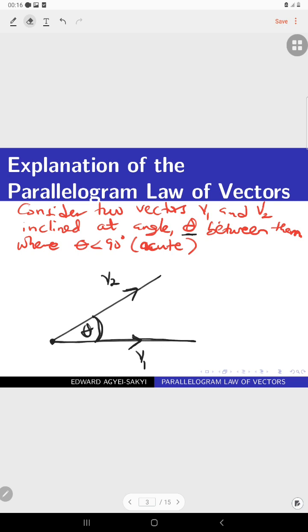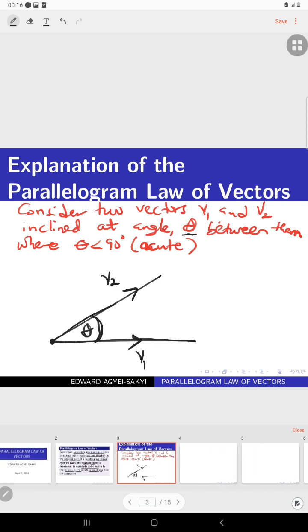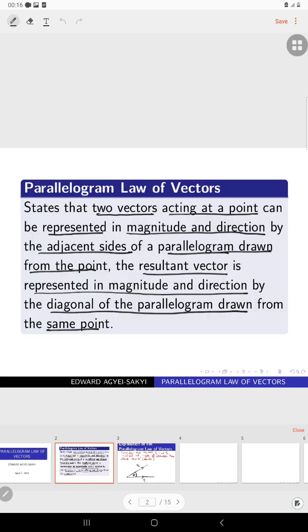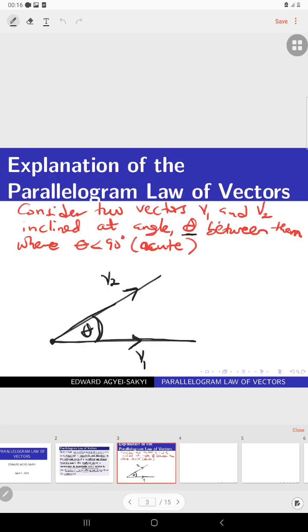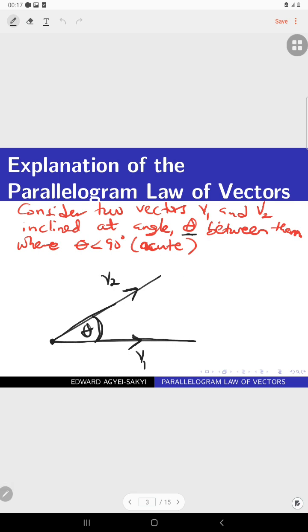So let me take the first case. We are looking at the case where the vectors are pointing away. Then how do we apply the parallelogram law here? Don't forget, we need to form a parallelogram out of these two vectors, because according to the law, you can represent two vectors by the adjacent sides. So these V1 and V2 are acting as adjacent sides of the parallelogram.